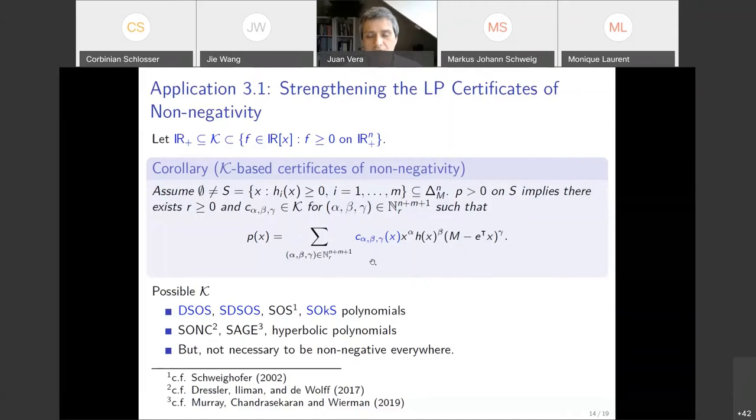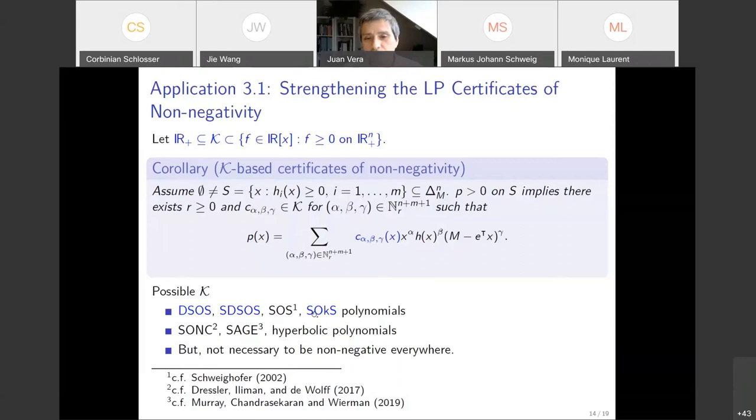And we also get it for the DSOS, the SDSOS, and the SOCs. At least these three were unknown, whether such a certificate would be valid. We also get it for hyperbolic polynomials, but the hyperbolic polynomials contain the SOS, so it's a clear implication from the Smoothian theorem that it also holds for hyperbolic polynomials.